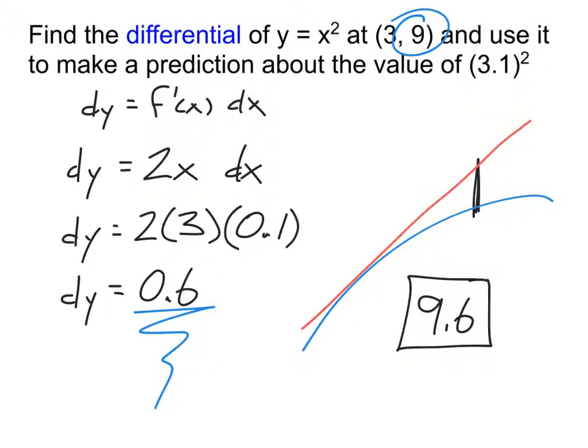Wait, I have a question. Remember when we did it by the linearization, we got 9.6. So why do you even teach us the linear?